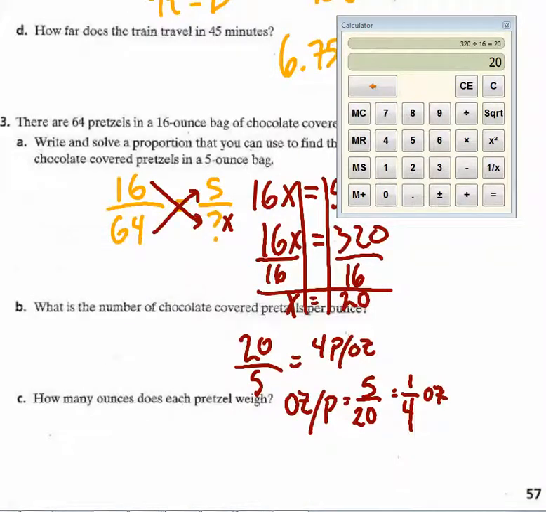That's really important because I know the next time you are out and about with your parents or maybe a date or something, they're going to say, I wonder how much a pretzel weighs. And you can say, a chocolate covered pretzel weighs 1/4 of an ounce.